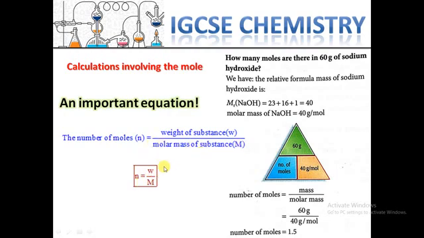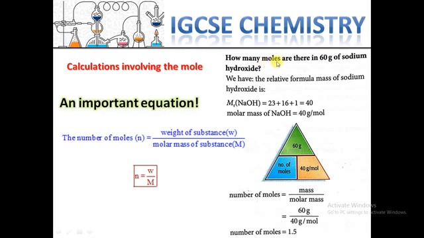Okay, this is very simple. Your book tries to use this pyramid, but I'm not actually interested in this pyramid. Maybe you feel more comfortable with the pyramid. If you want to learn more, you can refer to the book, but this is extra information. It is up to you if you want to learn, but this is a very simple way. N equal W over M. Okay, only this. So look at the question.